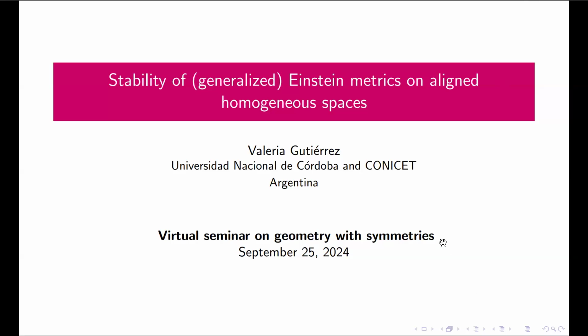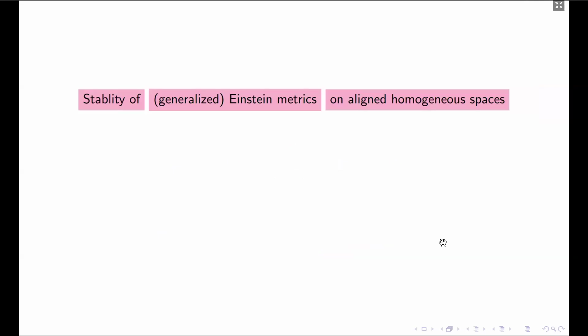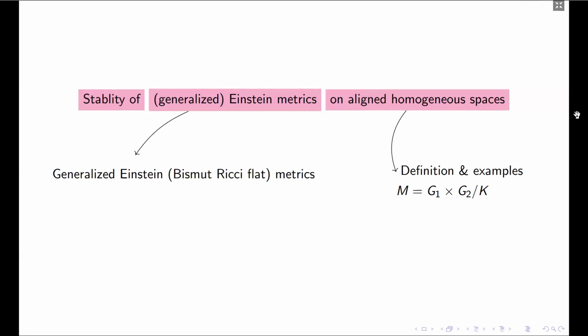The talk is going to be broken into three parts. First, we are going to see the definition and some examples of aligned homogeneous spaces. This is a definition from Jorge Lauret and Will. And we are going to stay in the case when the Lie group acting on M has two simple factors, G1 and G2.